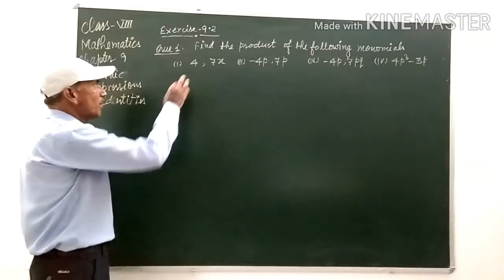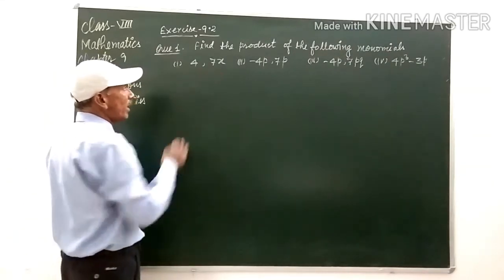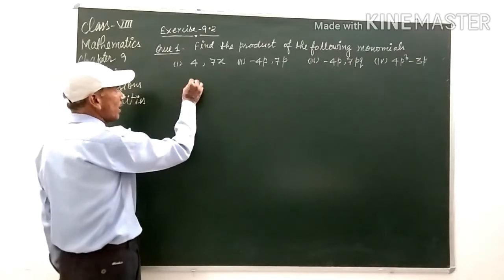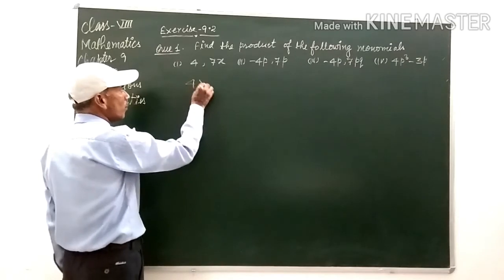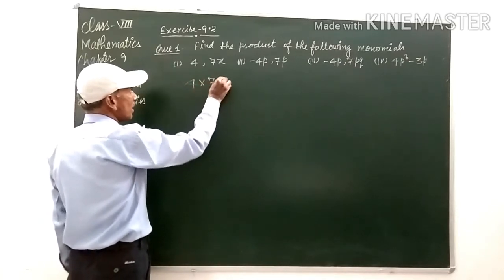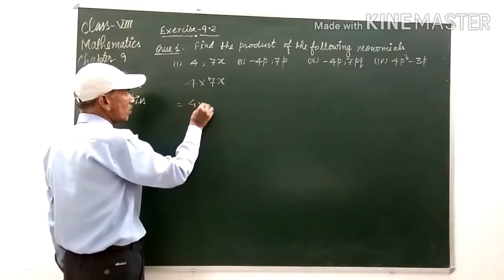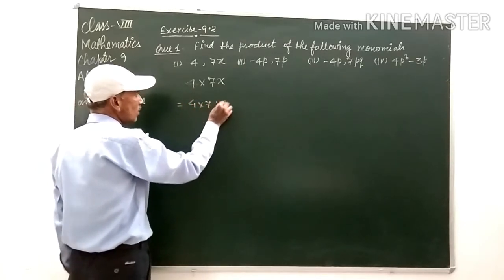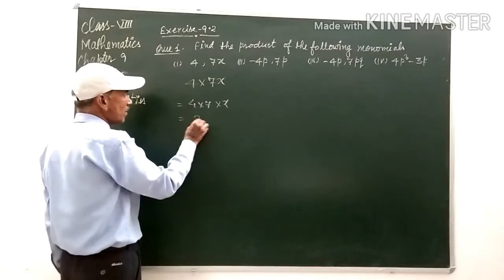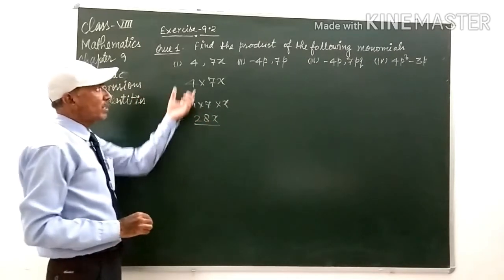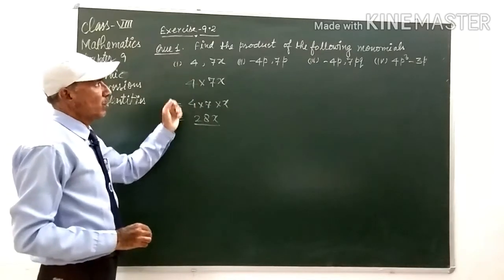So first part of this, 4 and 7x. There are two monomials, so you have to find the product of these, 4 into 7x, that is 4 into 7 into x. 4 sevens are 28x. This is the product of these monomials.